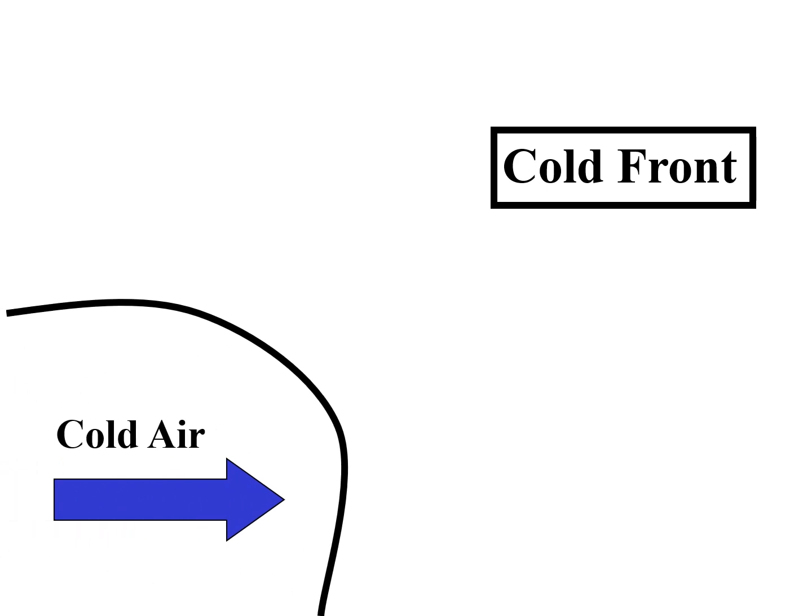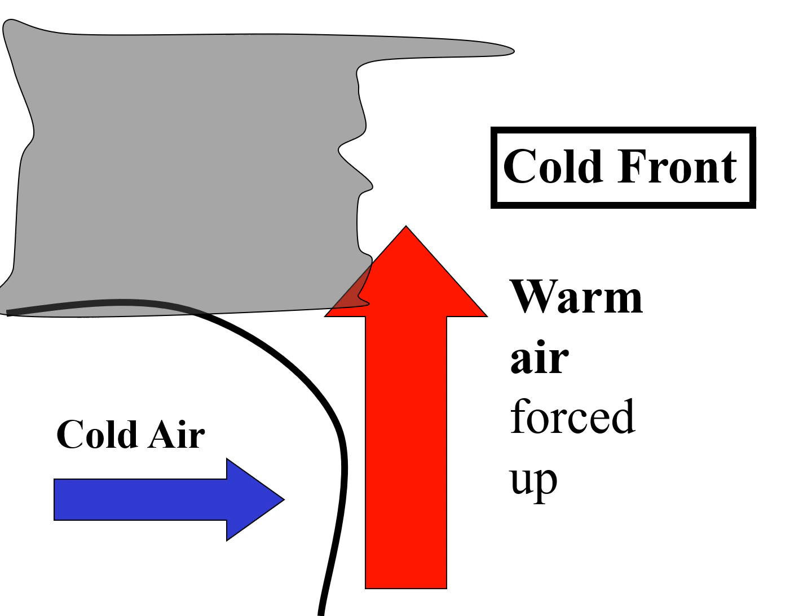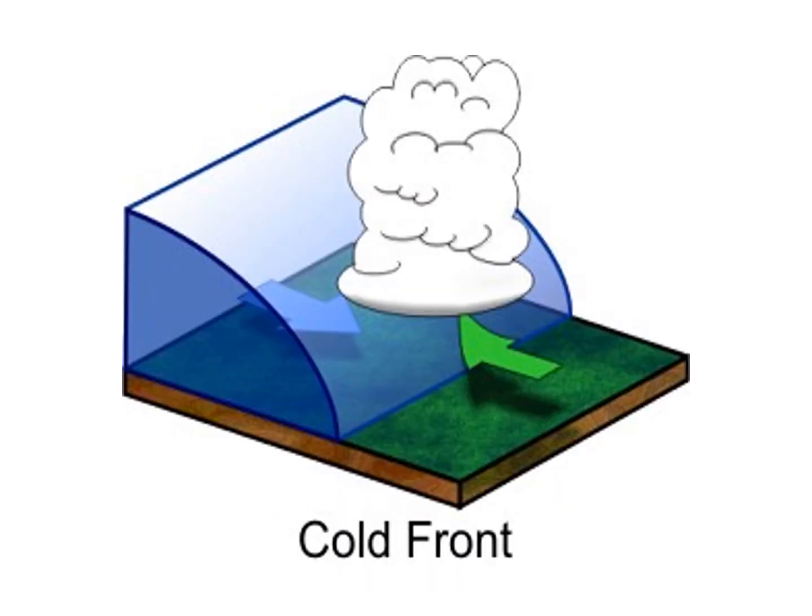So in a cold front, well, now you have cold air moving in. The warm air is forced directly up. It makes the cirrus clouds blown out in front of it. It makes cumulonimbus clouds. So cold front, it's a bulldozed mass of air coming into the warm air, and the warm air is lifted straight up.